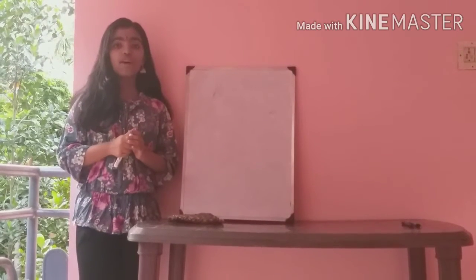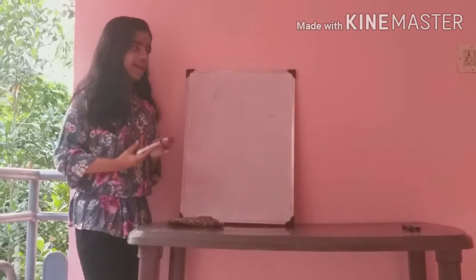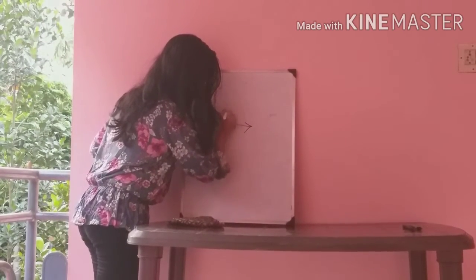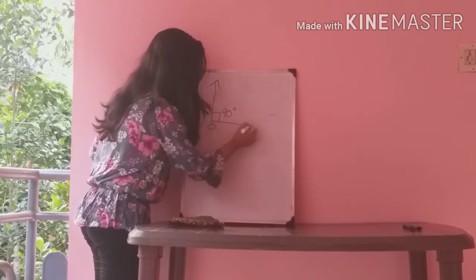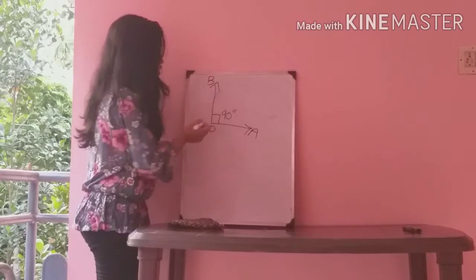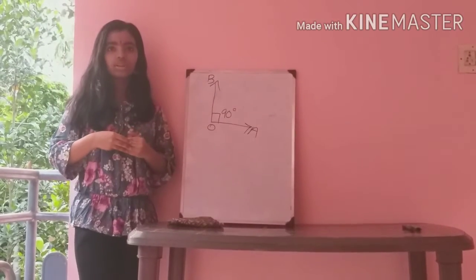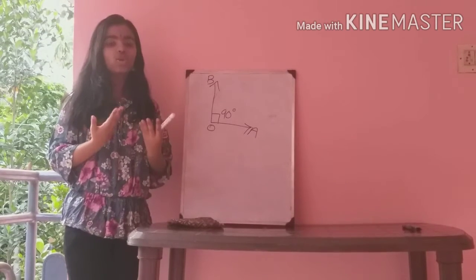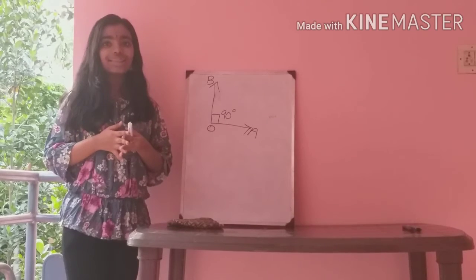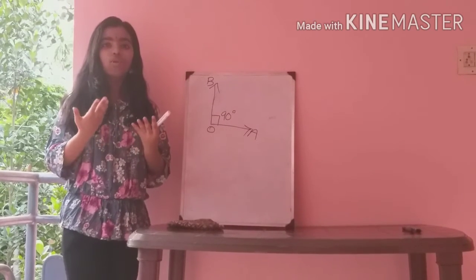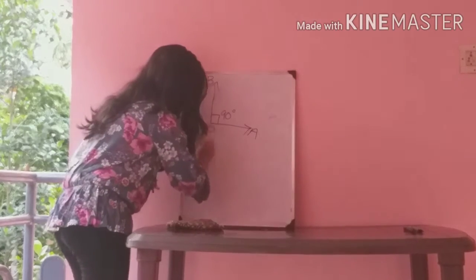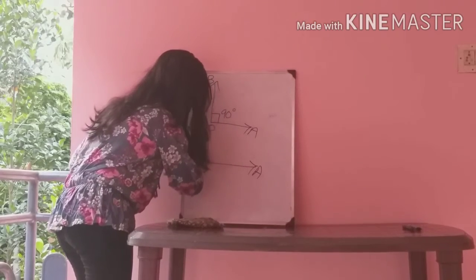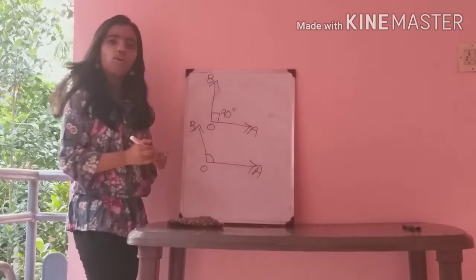An angle which is of the measure 90 degree is known as a right angle. This is how we mark 90 degree. This is right angle AOB. An angle which measures between 90 degree and 180 degree is known as an obtuse angle. That is, it is greater than a right angle but smaller than a straight angle. This is how an obtuse angle looks like. This is obtuse angle AOB.